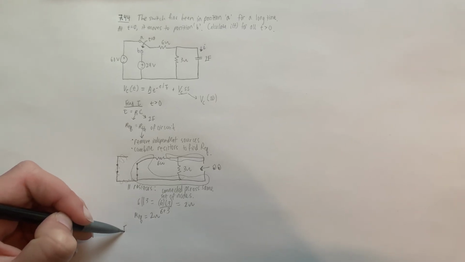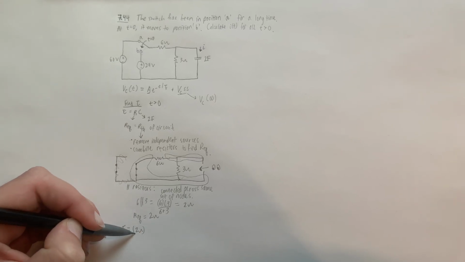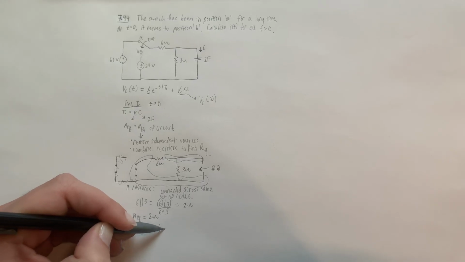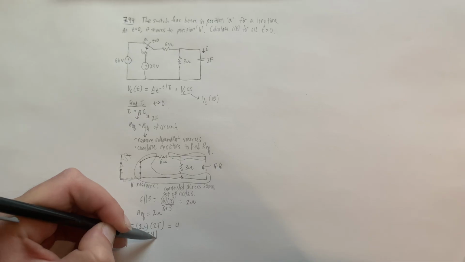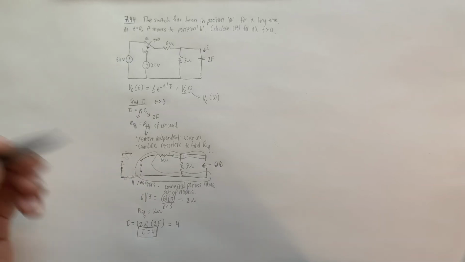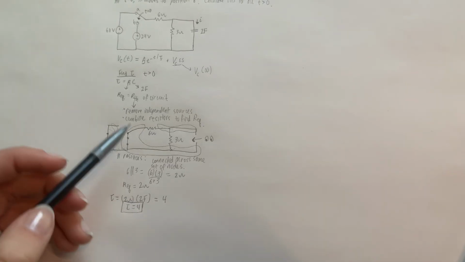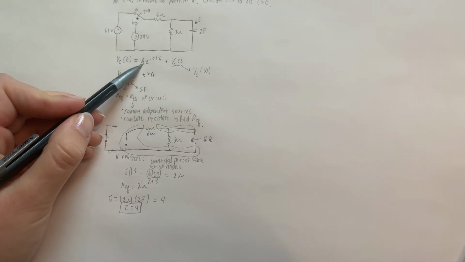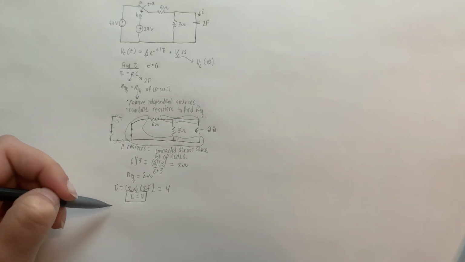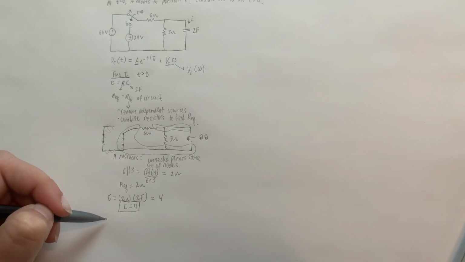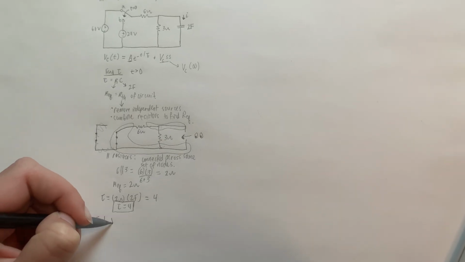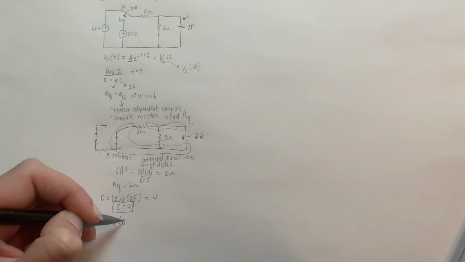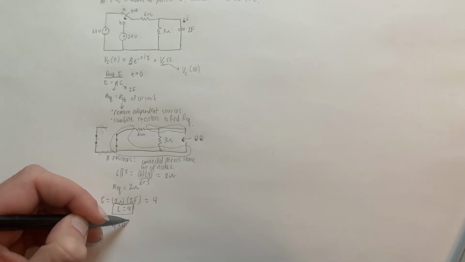So now I can find tau. Tau equals 2 ohms times 2 farads equals 4. One quantity done. Now I need to find this A somehow. And to get A, I can't find it directly yet, but what I can do is find an initial condition. So find the voltage across the capacitor at time equals 0.